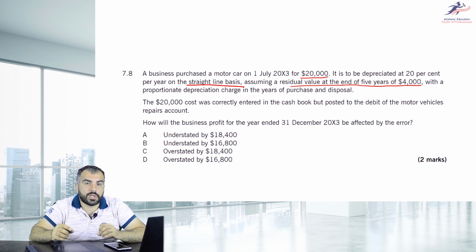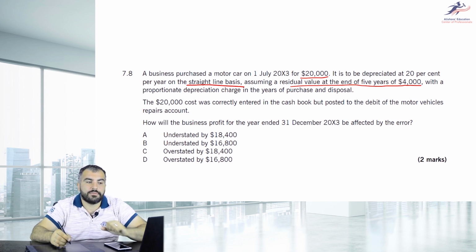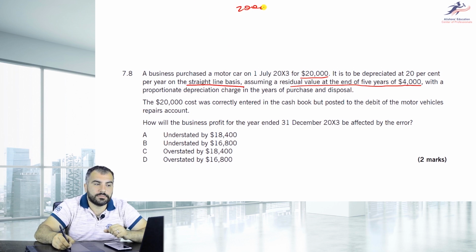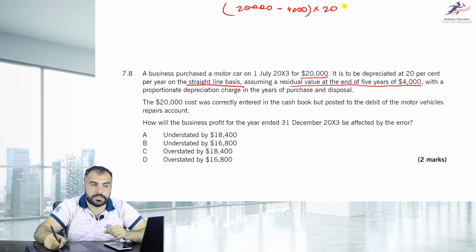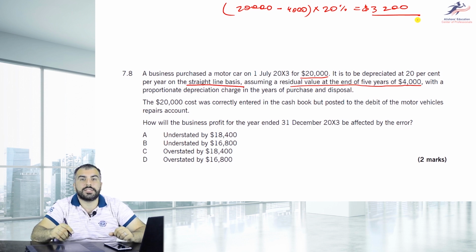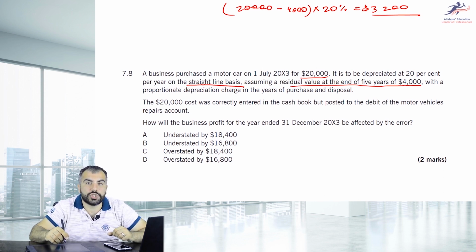So we calculate the depreciation for the 20,000 minus 4,000, it makes 16,000, times 20%. Okay, it makes 3,200 per year. 3,200 per year is our depreciation, which should be charged to the profit or loss.